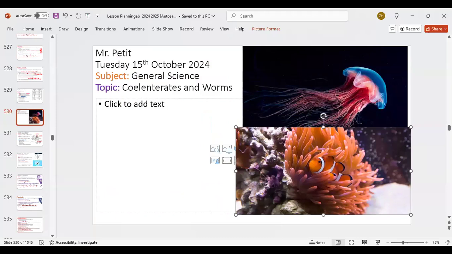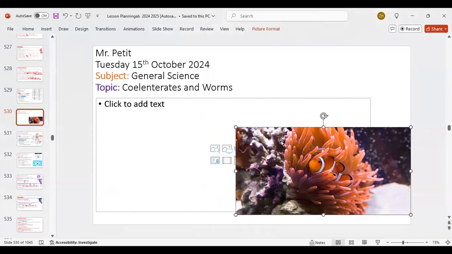And we have the coral. The coral is also a coelenterate. And then we have the hydra. Those are also coelenterates.